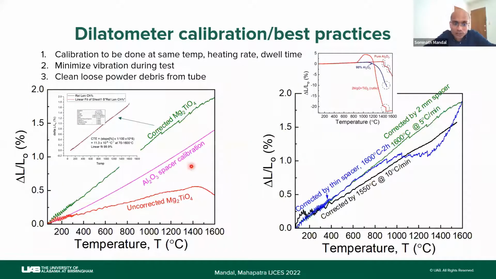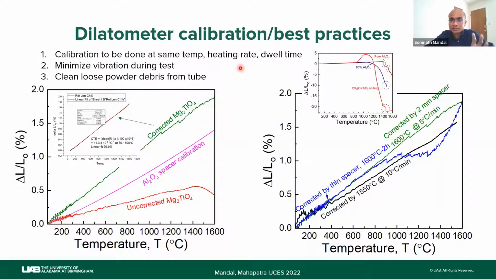Let's show how it's done. This is the alumina spacer calibration curve, showing thermal expansion, the relative change in length or strain value, versus temperature. This is the raw data, and when you correct this, you get this. When you take a linear fit of this, that gives you very accurate thermal expansion coefficient values. When you tally it with literature, and it matches the literature values, then your dilatometer is operating correctly. Now you can use it for your reaction studies.